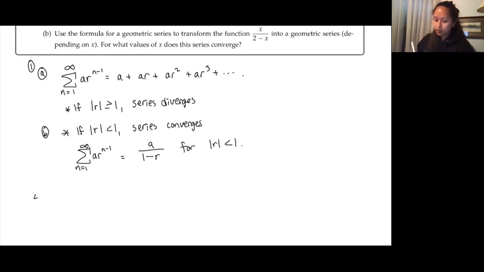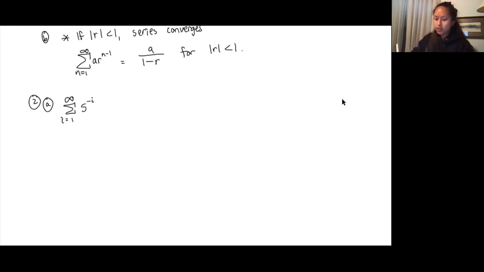And then for number 2, we're going to be calculating the sum going from i is equal to 1 to infinity of 5 to the minus i. And this is the same thing as rewriting this, where we have, going to infinity again, 1 over 5 to the i.